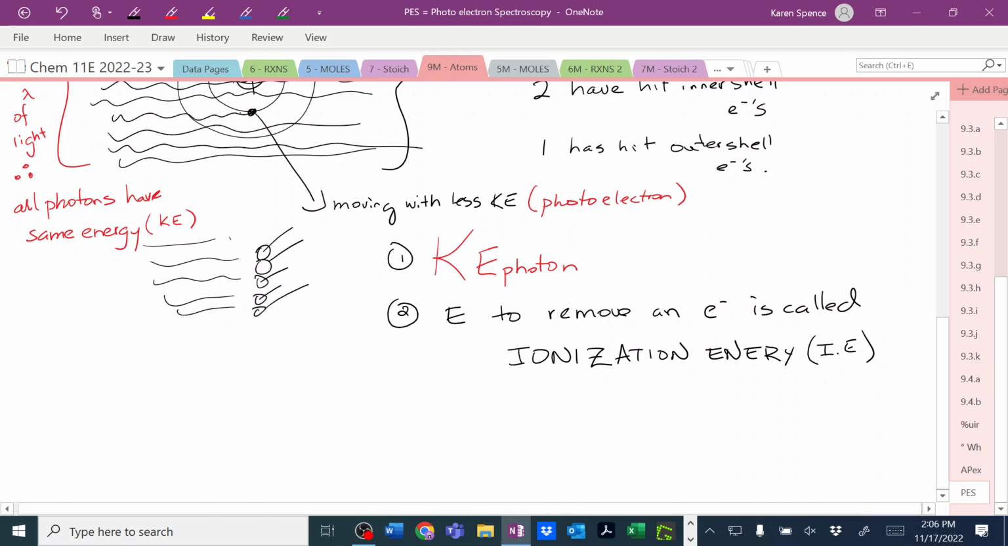And then we are going to have the kinetic energy of the electron that has been kicked out.